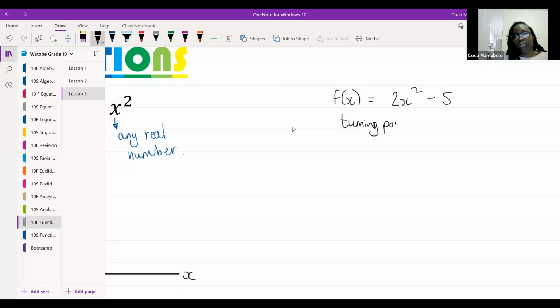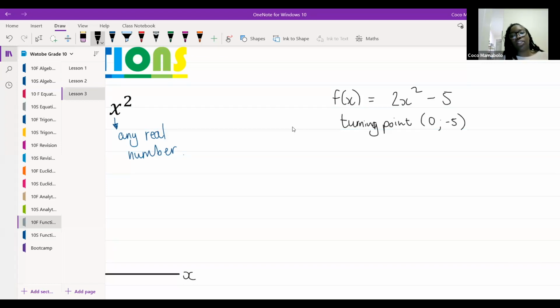The turning point is two coordinates. So the negative... oh, 5, sorry. It's 0 for the x value, and then -5. Excellent, good. It's (0, -5), good.